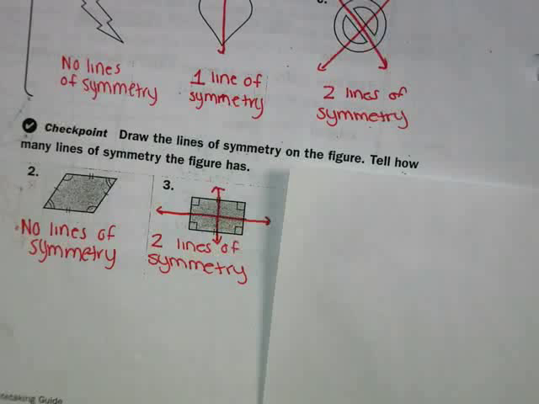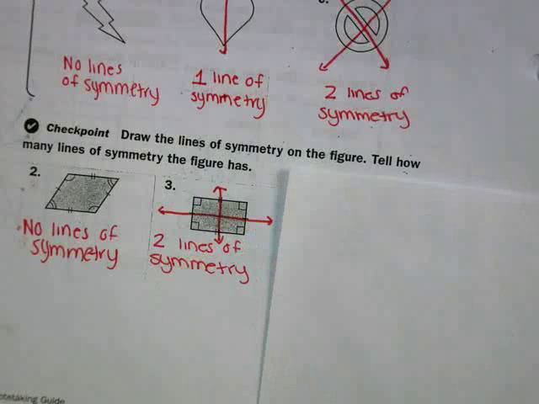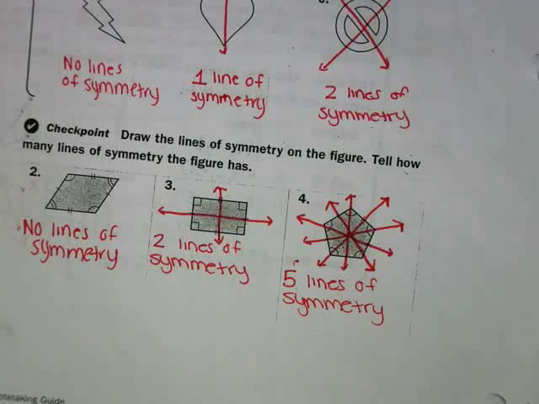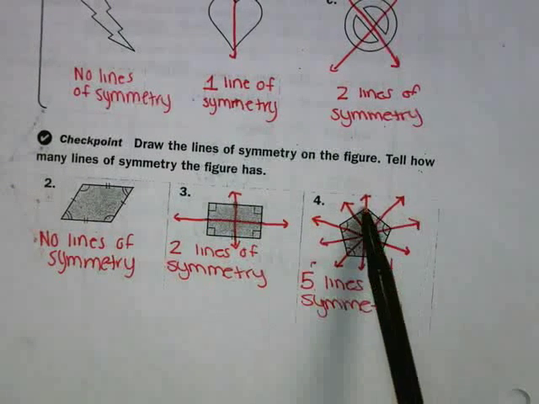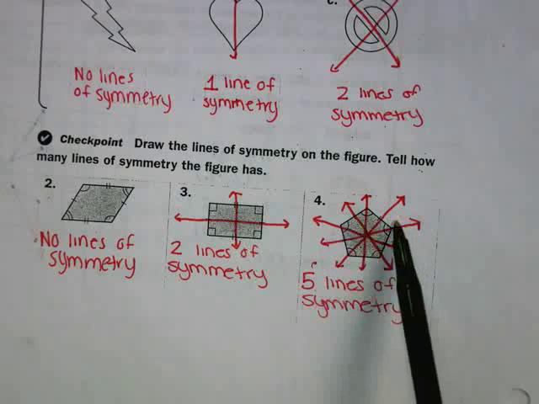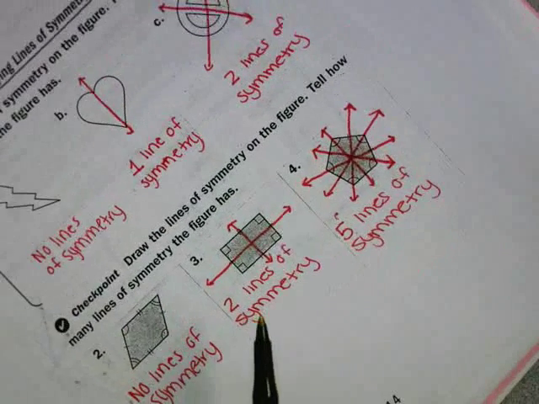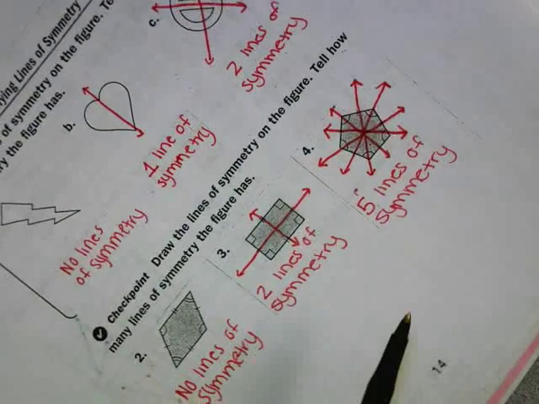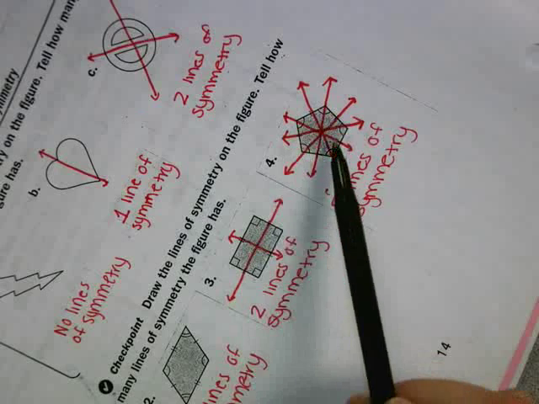And let's see how you did on number 4. There are actually 5 lines of symmetry on number 4 because each one of these points can have a line drawn through it to its opposite side. That is a pentagon, and that means that all of these angles are the same. That forces all of those sides to be the same. Penta means 5. There are 5 sides in that figure.